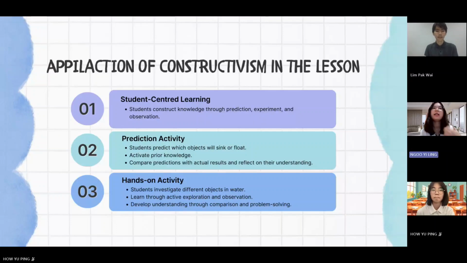So instead of directly explaining why objects sink or float, students first make predictions based on their prior knowledge. For example, they predict whether an eraser, a stone, or a ping pong ball will sink or float before experimenting. Then they carry out a hands-on experiment, observe the results, and compare them with their predictions. Through this process, students actively construct their own understanding instead of receiving information from the teacher.